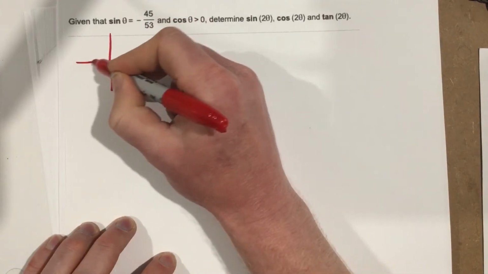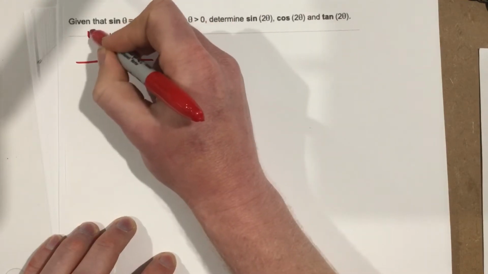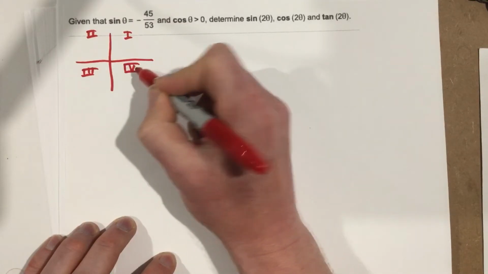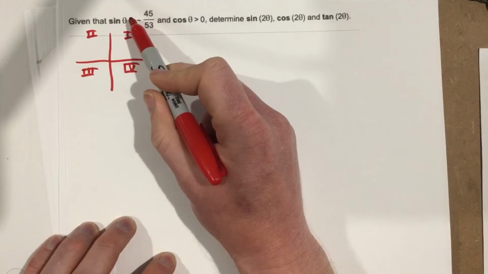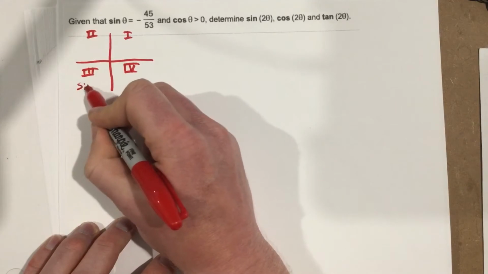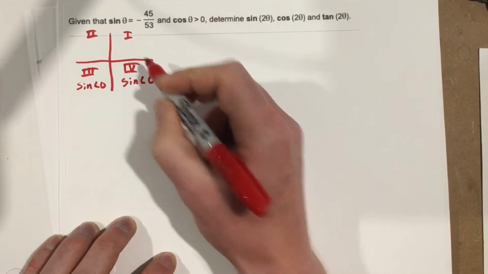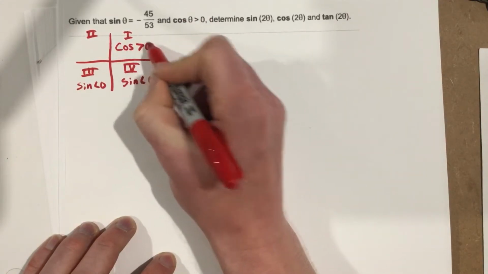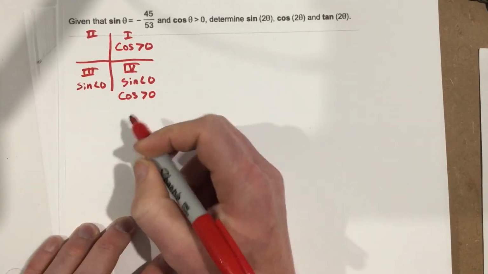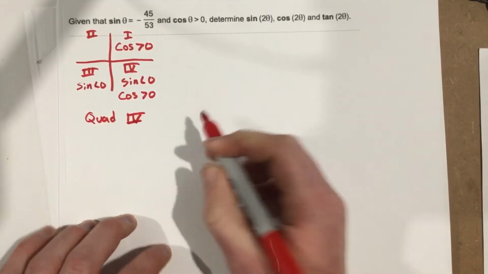So we're going to draw the coordinate plane. We know that we have the first quadrant, the second quadrant, the third quadrant, and the fourth quadrant. Now, we know sine is only negative in quadrants 3 and 4. So this is where sine is less than 0 in these two. It says cosine is greater than 0. We know cosine is greater than 0 here and here. So where do they intersect? Well, they intersect in quadrant 4. So we are in quadrant 4. That's simple enough to figure out.